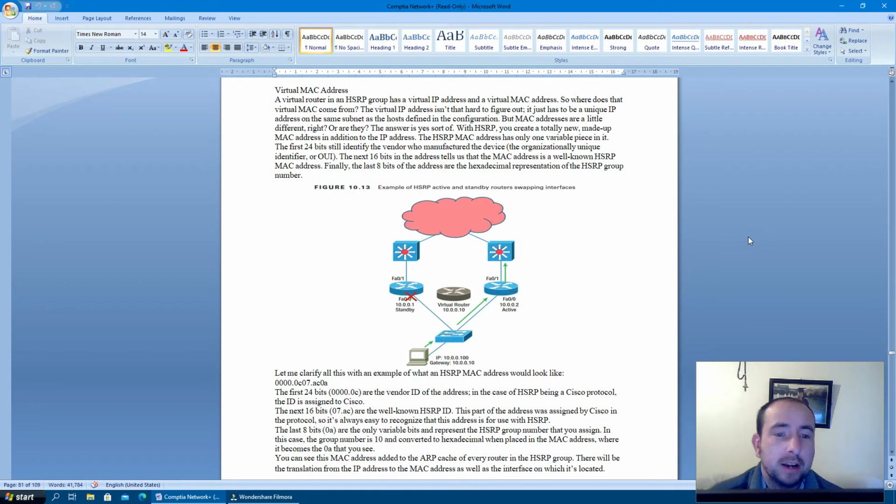Virtual router MAC address. A virtual router in a HSRP group has a virtual IP address and a virtual MAC address. So where does that virtual MAC address come from? The virtual IP address isn't that hard to figure out. It just has to be a unique IP address on the same subnet as the hosts defined in the configuration.